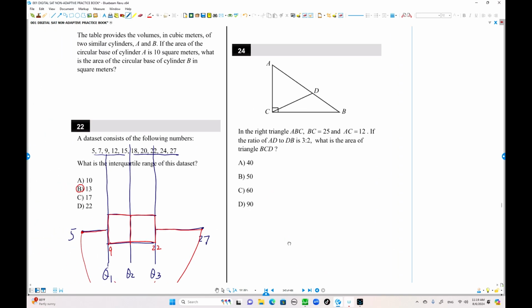Here is number 24. BC is 25 and AC is 12. The ratio of AD to DB is what? 3 to 2, right? 3 to 2. Because these two triangles, triangle ACD and triangle BCD, have the same height. This is the same height.